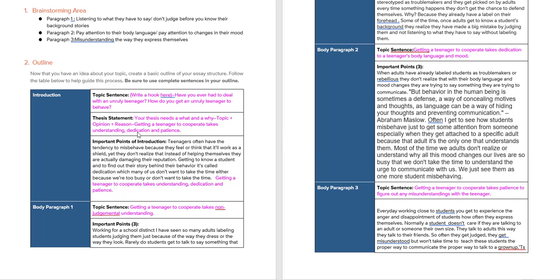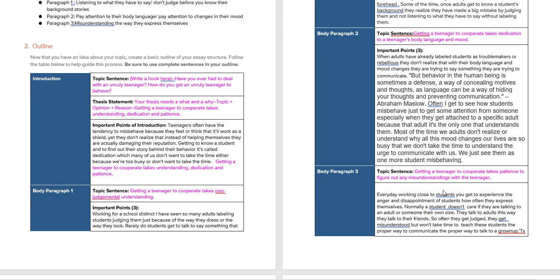And so here you have the three parts of your thesis statement, and you have three topic sentences. Now remember, your topic sentence is the first sentence of every body paragraph. Now, getting a teenager to cooperate takes dedication to a teenager's body language and mood. Now this entire paragraph, the supporting sentences, is all going to be about the topic sentence of dedication to paying attention to the body language. Here, the topic sentence talks about overcoming any misunderstandings with the teenager.